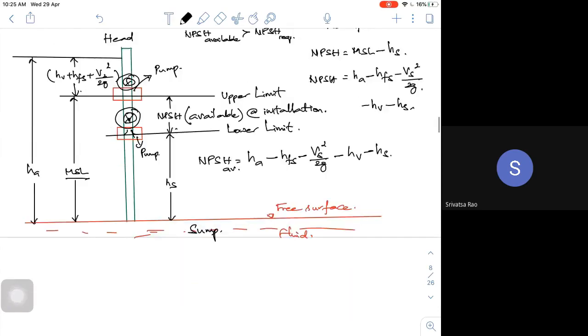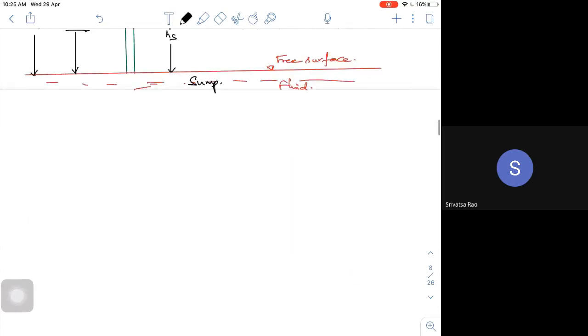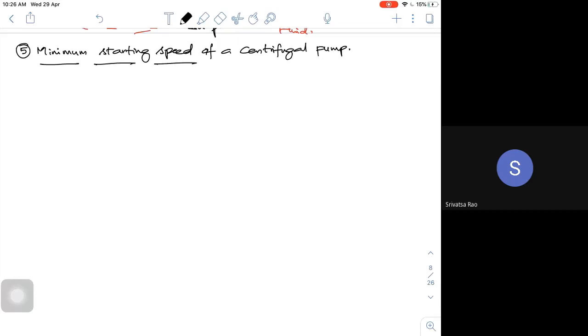This is about your net positive suction head. And we have one more parameter. The pump has to rotate at one particular speed to develop the head. So we call that the minimum starting speed of a centrifugal pump. This is the minimum starting speed of a centrifugal pump. That is, we call it N minimum.